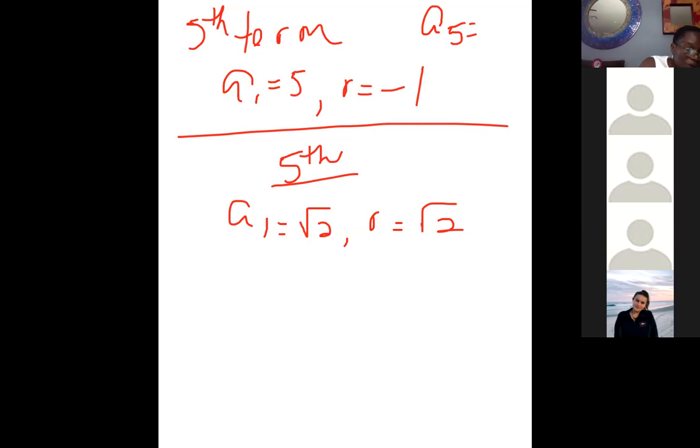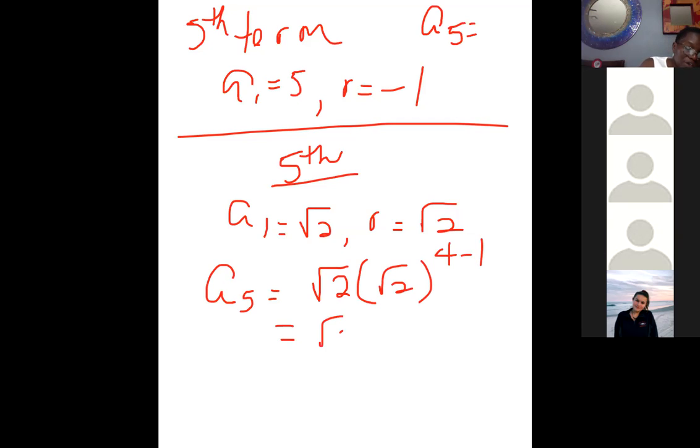Okay, guys. So A sub 5, or the 5th term, will equal the first one, which is square root of 2, times the common ratio, which is square root of 2, raised to the 5 minus 1 power. So you get square root of 2 times square root of 2, oh, not 4, my mind's moving too fast. There we go. That's 5 minus 1, so that gives you 4. Give me the answer, guys, in simplified form. 4 radical 2, 4 square root of 2.